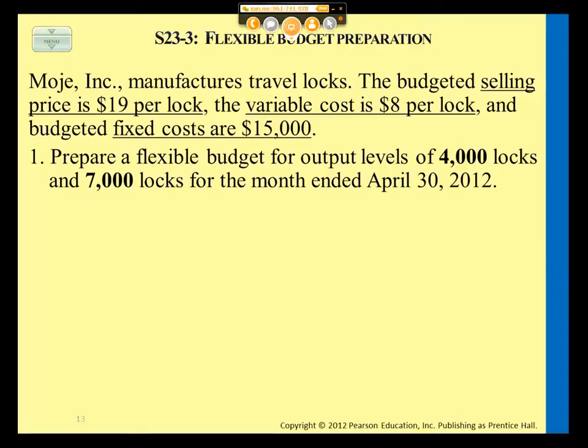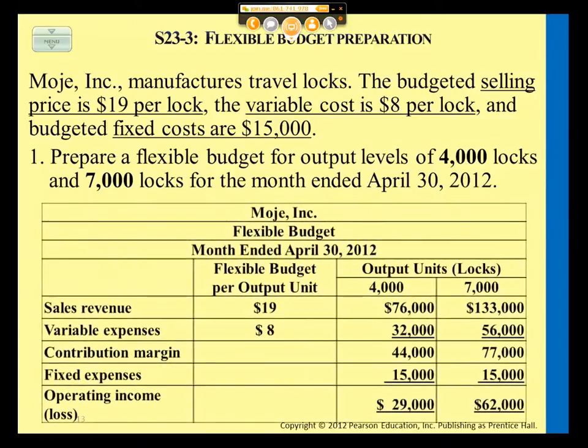All right, so a question like this is a good question for the show your work, right? So let's see how we calculated it. So we have a table just like that. And what we do is separate the output, right? We need one for 4,000, another one for 7,000.